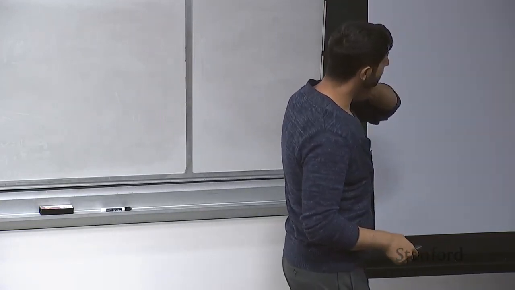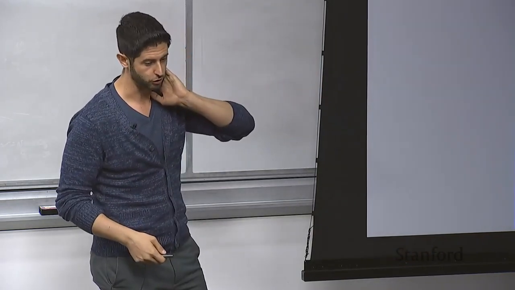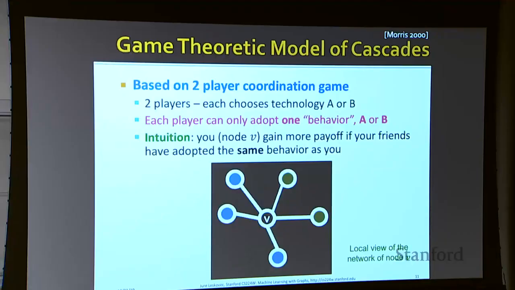Okay, so let's dive into the decision-based model of diffusion. Now, how are we going to formalize the problem? We're going to be borrowing from very simple game theory models, and throughout the lecture, we're going to try to simplify the problem as much as possible. So we're going to have 2 players, okay? And I'm going to explain why 2 players are enough to have a model that can then be generalized.